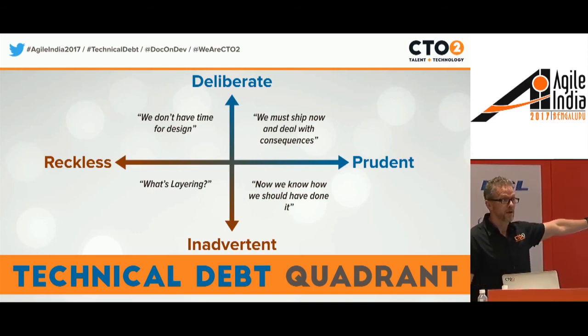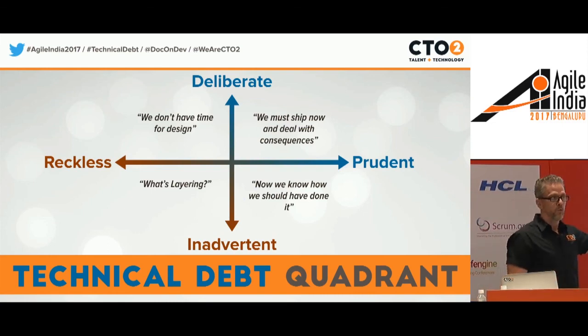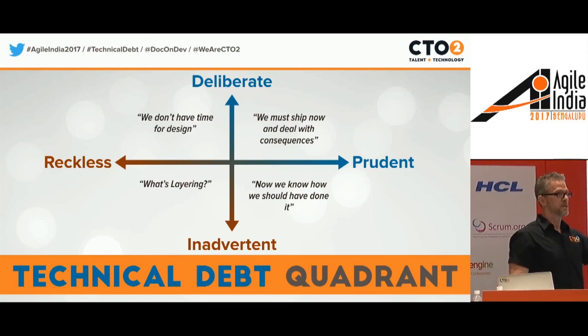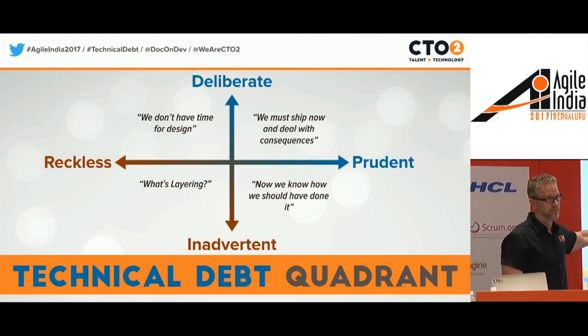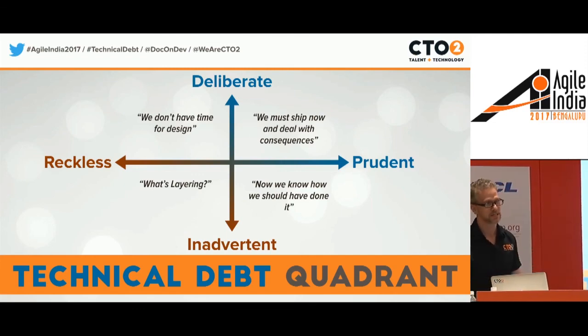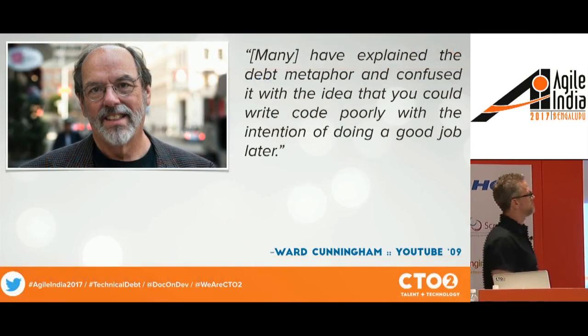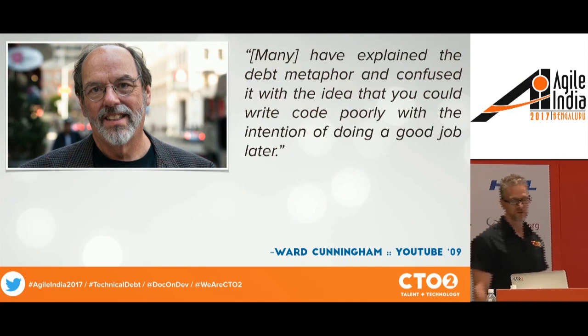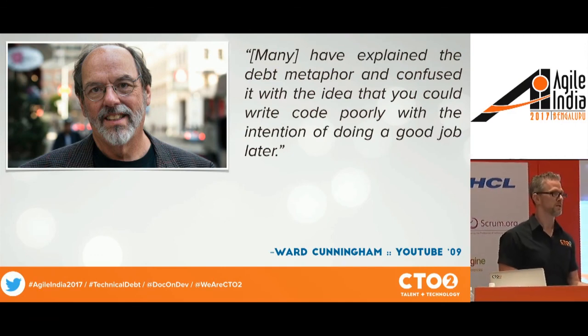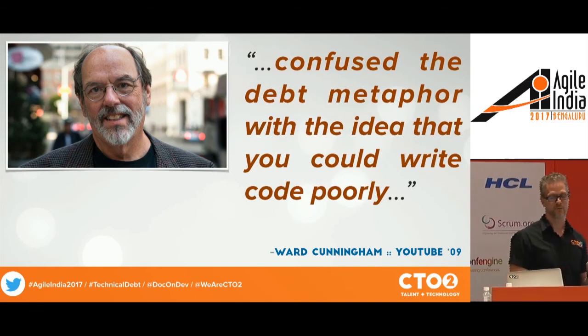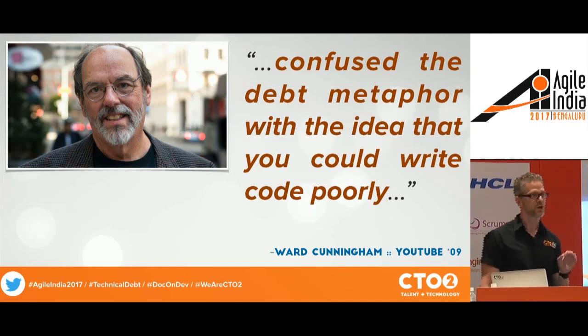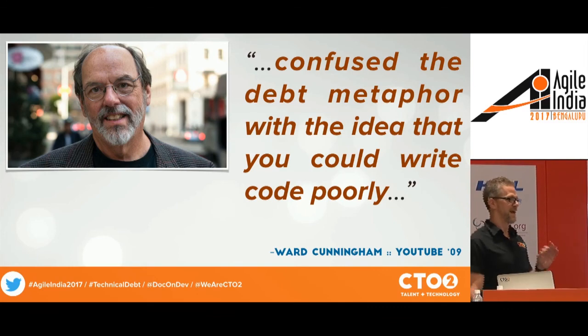After this came out, Ward kind of popped his head back up. Remember, 1992 is when Ward said, this is what technical debt is. In 2009, Ward pops his head back up and he says, we've got a problem, guys. Many have explained the debt metaphor, confused it with this idea that you could write code poorly with the intention of doing a good job later. You have confused the debt metaphor with the idea that you can write code poorly. That is not at all what it is.